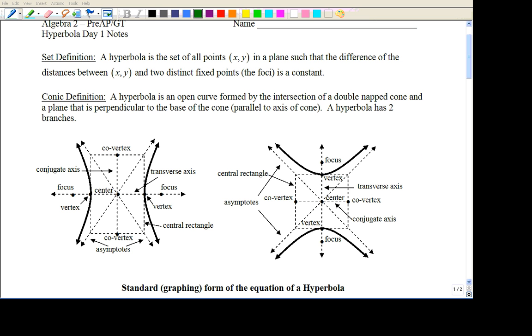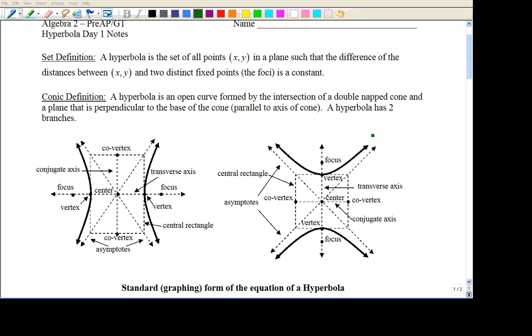Okay, so the set definition is a hyperbola is a set of all points x, y in a plane such that the difference of the distances between x, y, and two fixed points, the foci, is a constant. So it's almost the same thing as an ellipse, except now we have the difference instead of the sum. So we'll have a constant difference instead of a constant sum.